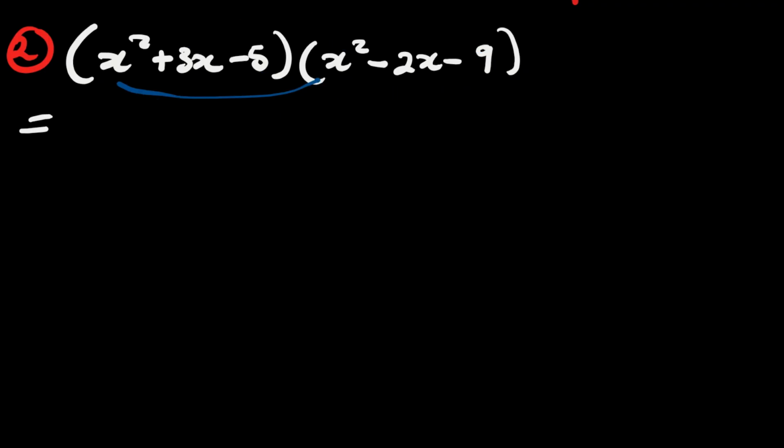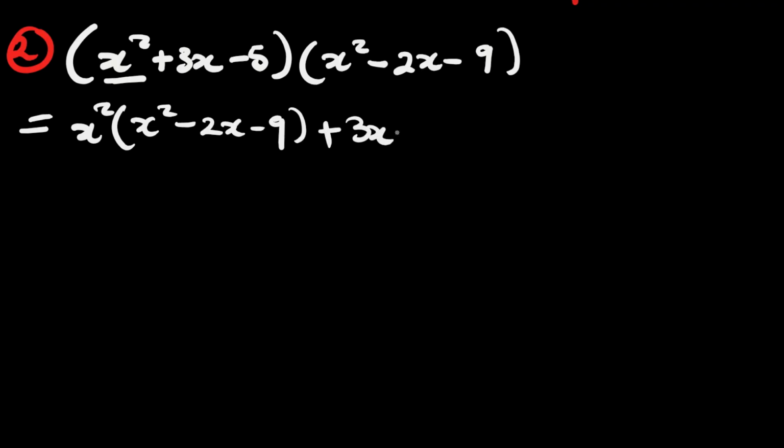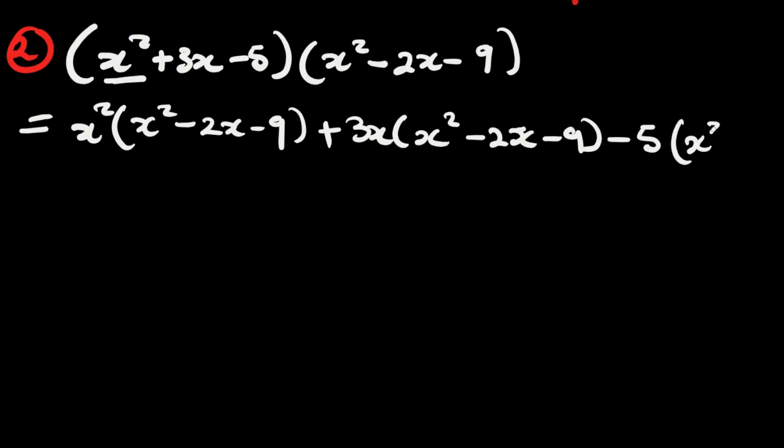So now we can simply demonstrate it in a way that will make things easier for us. We know the x squared will multiply the whole bracket, x squared minus 2x minus 9, and we know that plus 3x will multiply the whole bracket, x squared minus 2x minus 9, and negative 5 will multiply the whole bracket. I won't have space here. So yes, that's what will happen. So now we can start with the first bracket, which is having x squared there.